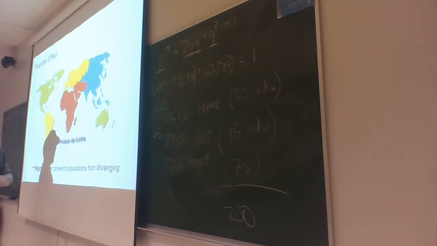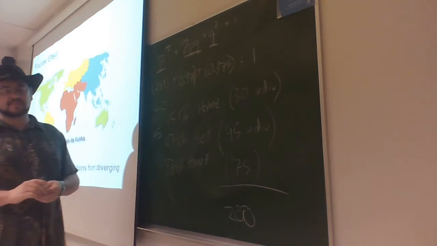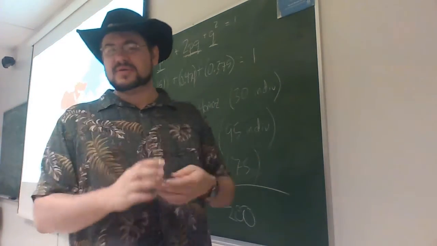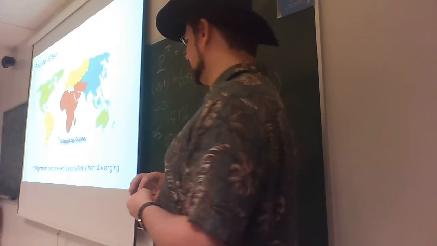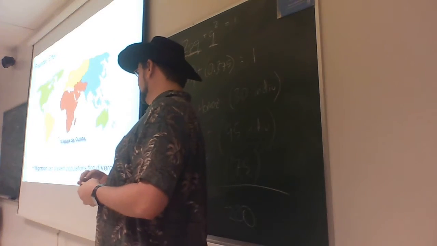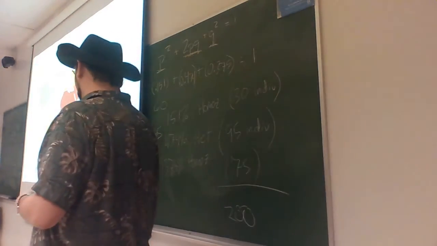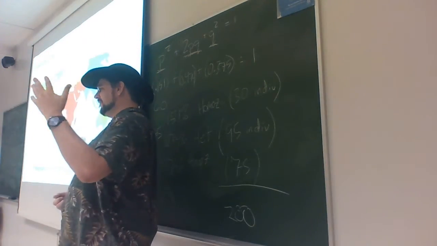So we have Tristan da, I'm going to say Cunha, I don't know. So in 1814, Tristan da Cunha was founded by 15 people. 15.